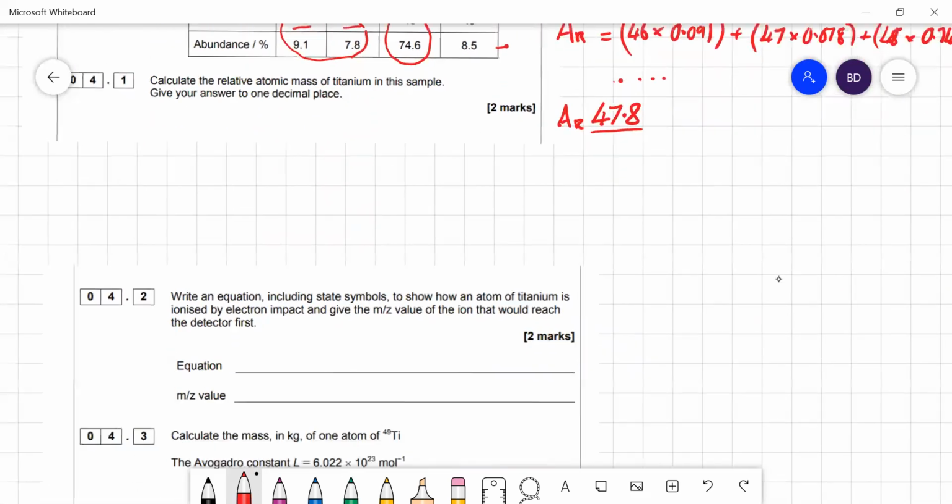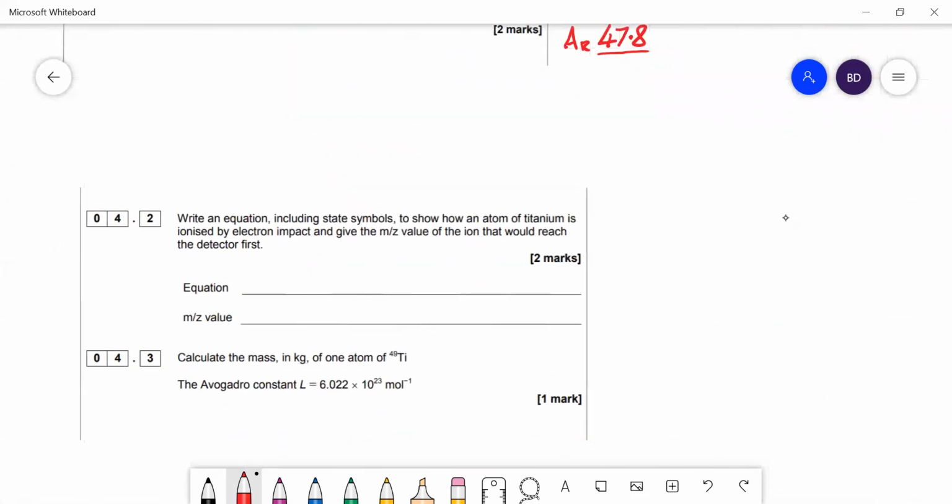Right, so they're going to, okay, time of flight. Write an equation, including state symbols, to show how an atom of titanium is ionized by electron impact. So you're going to have Ti gas plus an electron goes to Ti positive charge, and you've knocked an electron out, so that's 2e minus. And it's okay actually just to get rid of that electron on that side and just have one electron on this side. That's fine, but you do need the state symbols, and it's got to be gas.